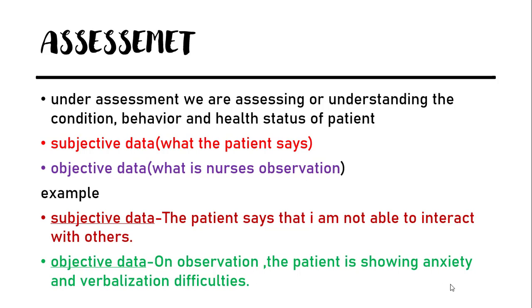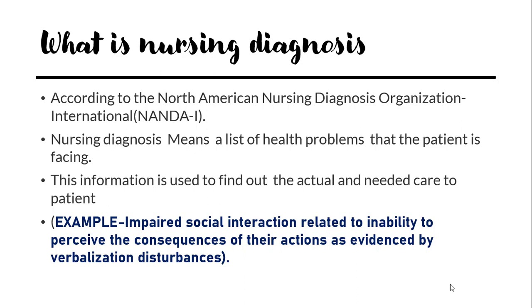Now we will go to the second column, that is nursing diagnosis. In the second column you have to write the heading nursing diagnosis. According to the North American Nursing Diagnosis Association International, that is NANDA, nursing diagnosis means a list of health problems that the patient is facing. That is known as nursing diagnosis.